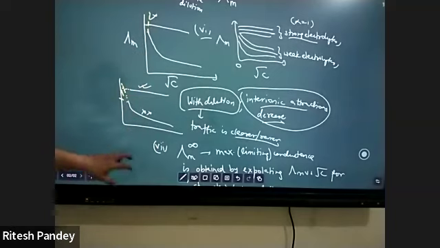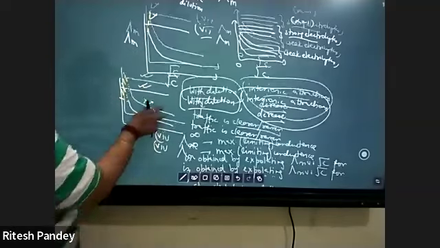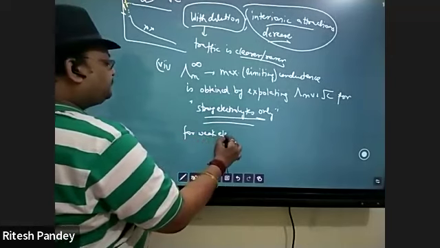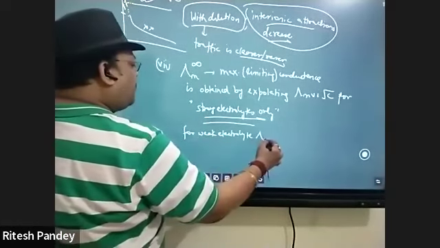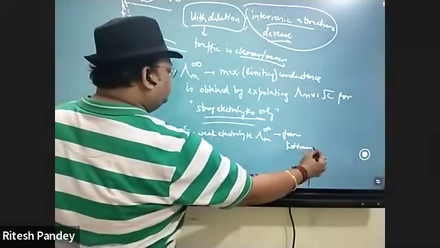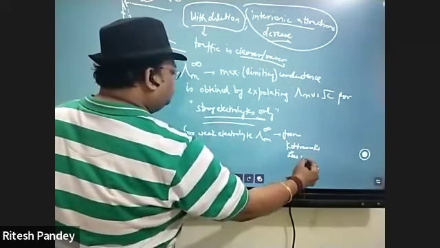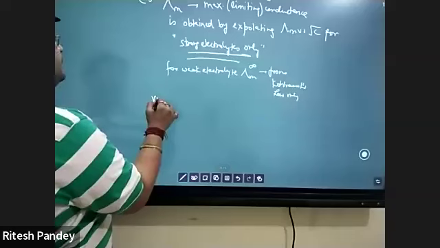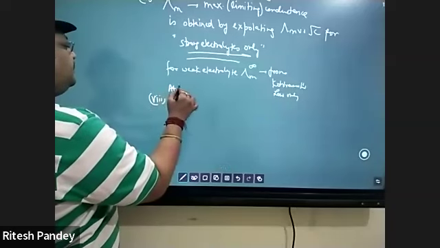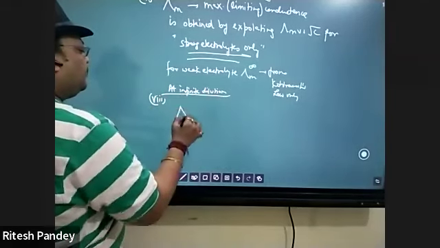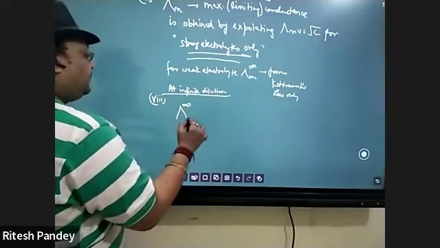So the limiting conductance can be obtained by extrapolation of the conductance versus root C curve only for a strong electrolyte, not for a weak electrolyte. For a weak electrolyte, the only way is from Kohlrausch law only. Now, I don't have enough time to talk about Kohlrausch law. I'll simply give you the result, which is at infinite dilution.